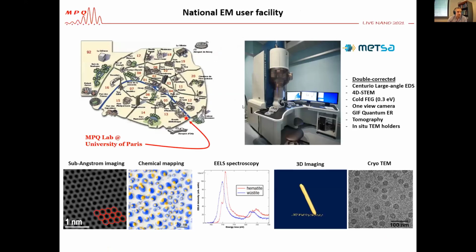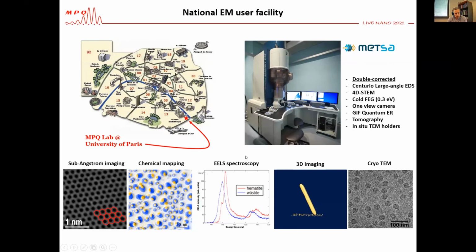So as Kristian told you, I work in the MPQ lab, which is located in the southeast district of Paris. And over there, my group is working on the fabrication of nanomaterials, but we are also running a national user facility for electron microscopy, including this double-corrected TEM. So the goal of my research is to exploit the multifunctionalities of this great instrument to establish the link between the atomic structure of materials and their properties.